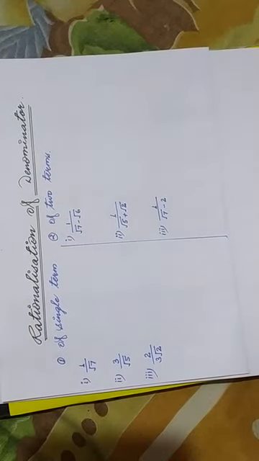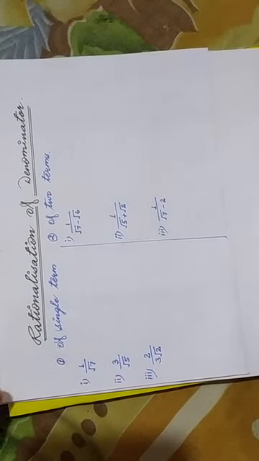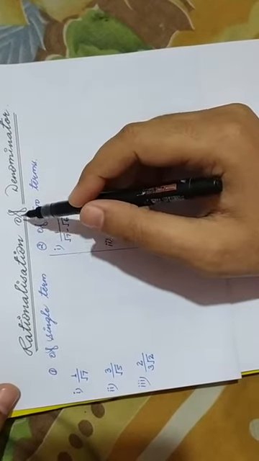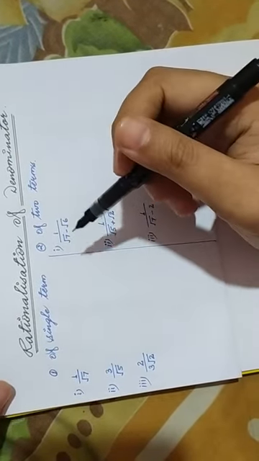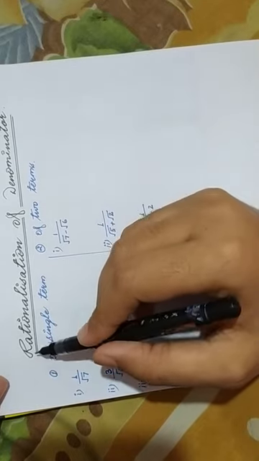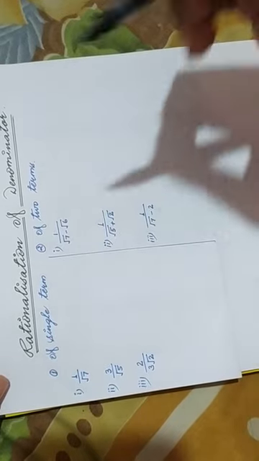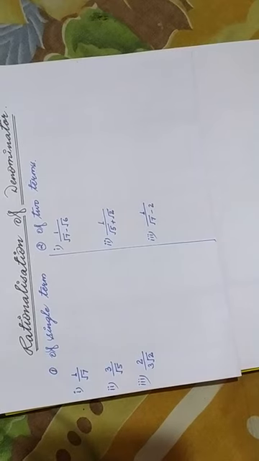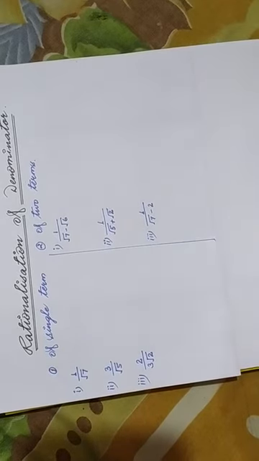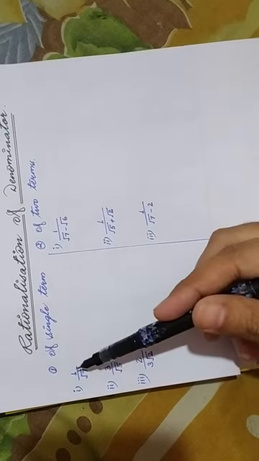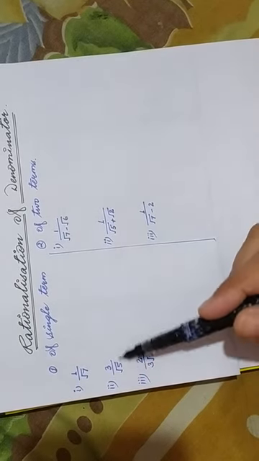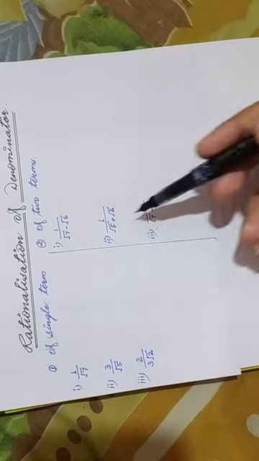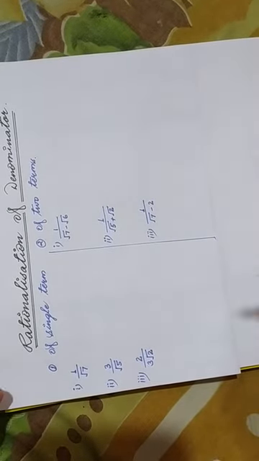In today's lecture, we all will discuss the rationalization of denominator. How to rationalize the denominator of a fraction. A few fractions I have written here: 1 upon root 7, 3 upon root 5, 2 upon 3 root 2, and some others I have also written here.